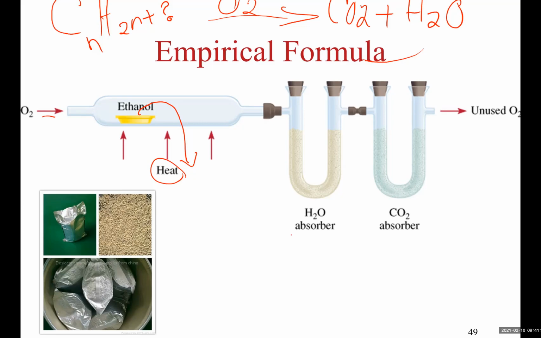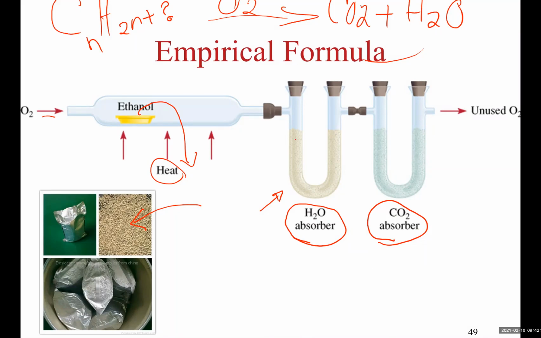So I need two traps. One trap is to absorb the water which is produced, and then another trap which absorbs CO2. So I measure the weight of this trap, and this is filled with sieves which absorb moisture. You probably have seen when you buy a camera or any material which is sensitive to moisture, they place a bag of these sieves. These materials are desiccants. They absorb water. They keep the sample dry.